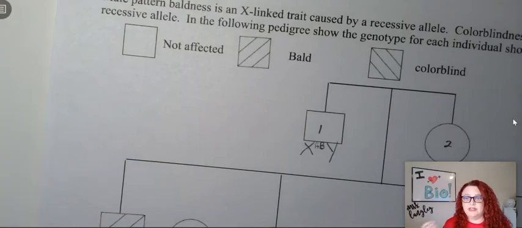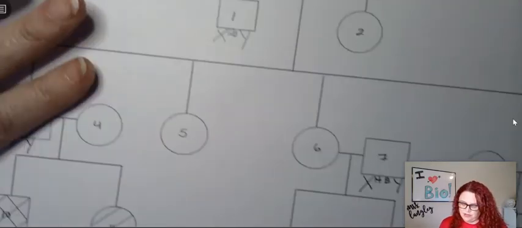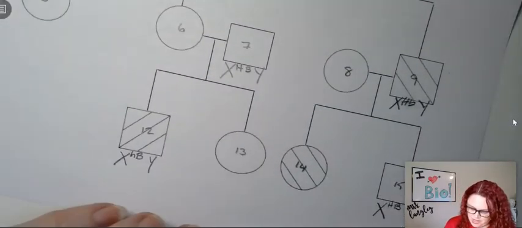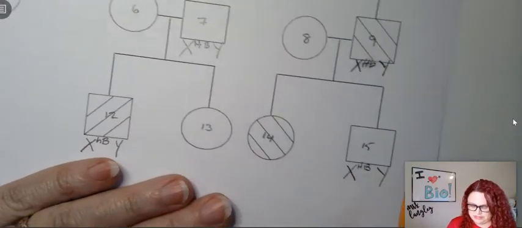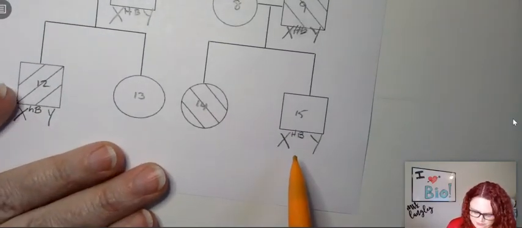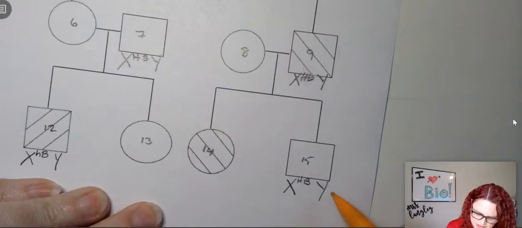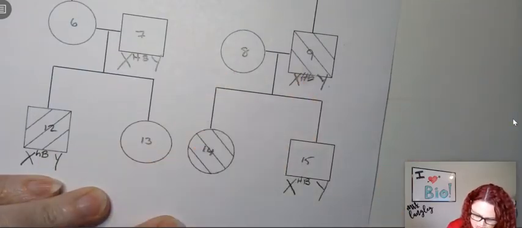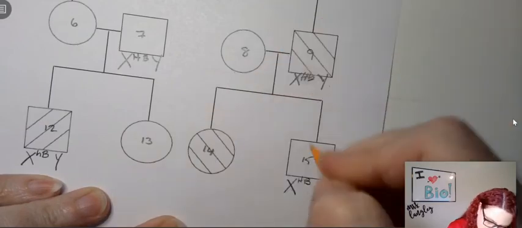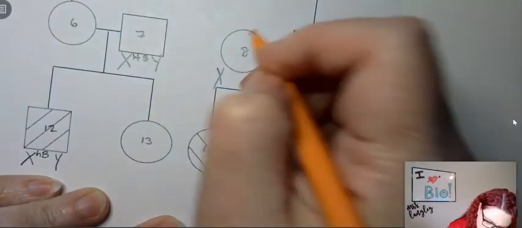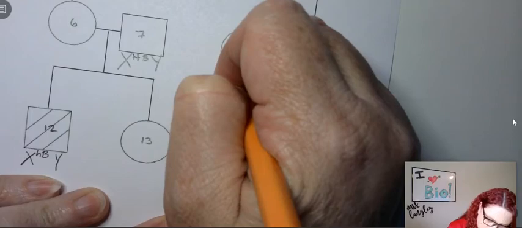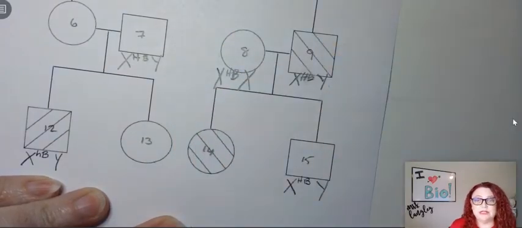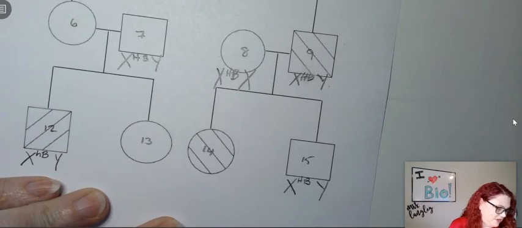Now I can start filling things in. If I look back here, I know that number 15 got its Y from the male and the X from the female. Well, I don't have anything written here yet. So the X for this must be a capital H, capital B. But I don't know what this other one is yet. But that's okay. We'll just leave it like that for a minute. We'll come back.